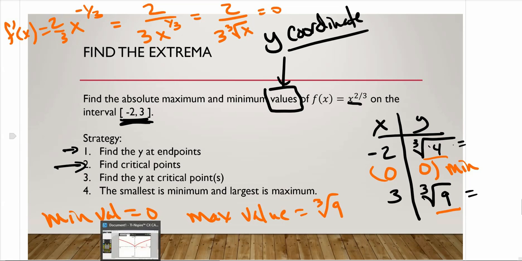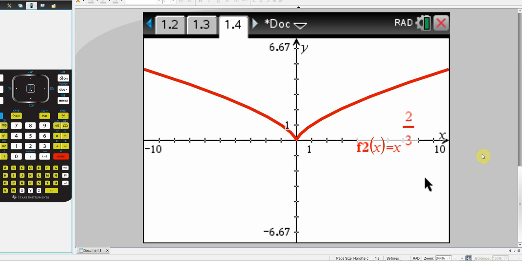Now, for those of you that are visual learners, I graphed it in my CAS. So let me bring out my CAS here. This is the picture of x to the 2/3, but I was given the picture only from -2 to 3. So right here, the point for my value at -2 is that dot, and for 3, it's going to be that dot. Which one was higher, that dot or this dot? It looks like I'm going up. So this is my maximum value.